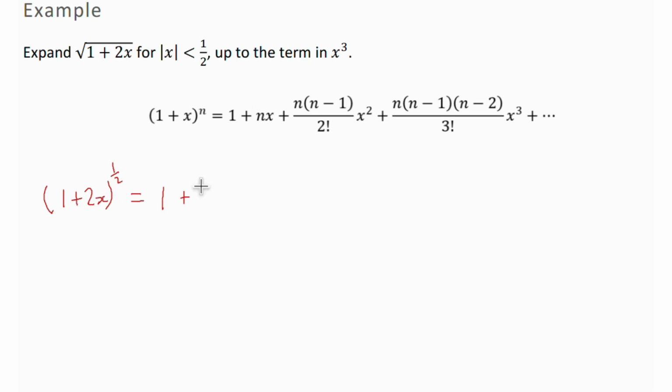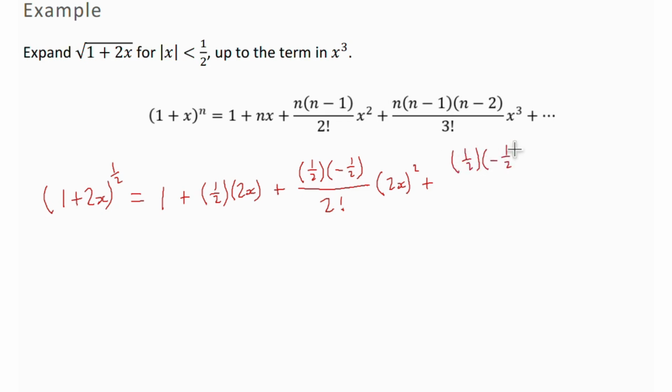1 plus n, where n is going to be a half in this case, times x, but x is not x. x is 2x in this case, so it's a half times 2x, plus n is a half, n minus 1 is minus a half, over 2 factorial, and x squared, but it's not x, it's (2x) squared, plus n is a half, n minus 1 is minus a half, n minus 2 is minus 3 over 2, over 3 factorial, and then x cubed, but it's not x, it is (2x) cubed, and this carries on forever. But we are only asked to go up to x cubed, so I'm going to stop there.